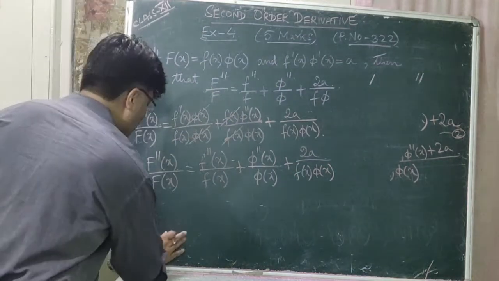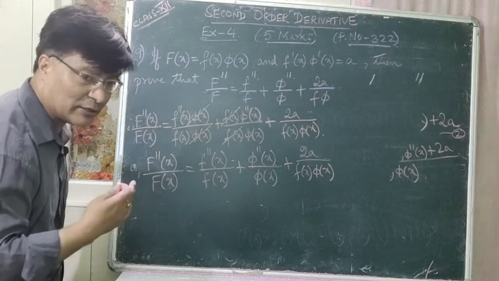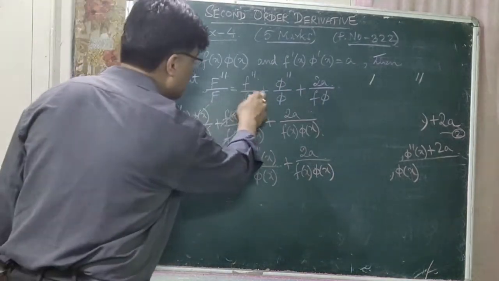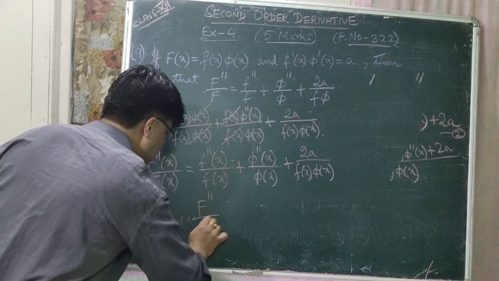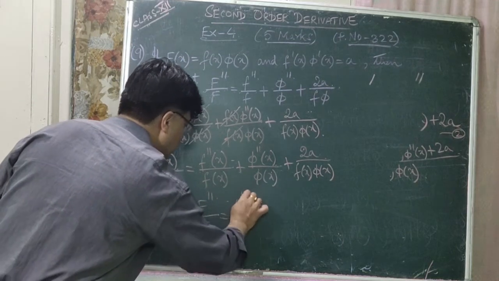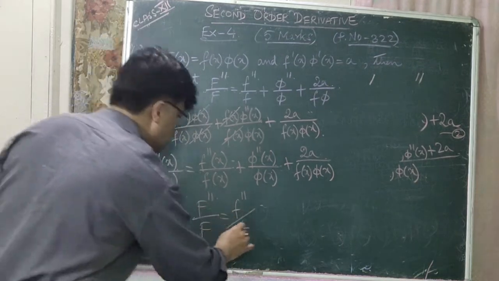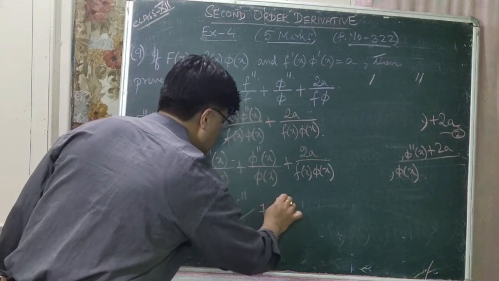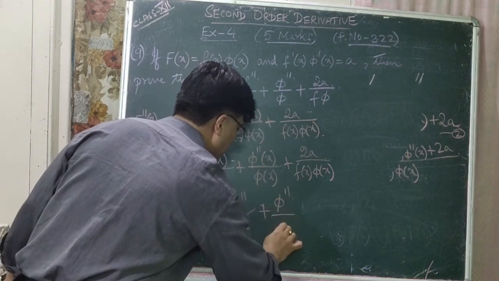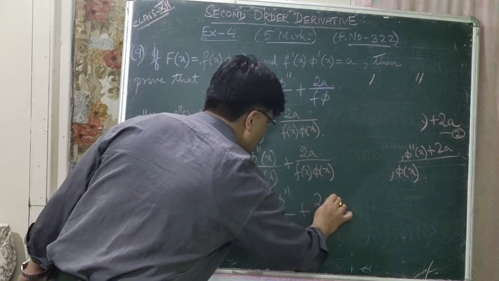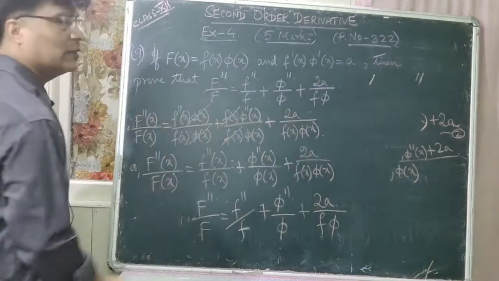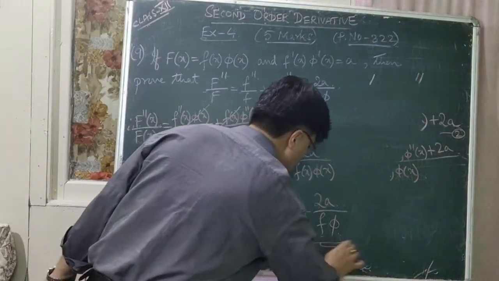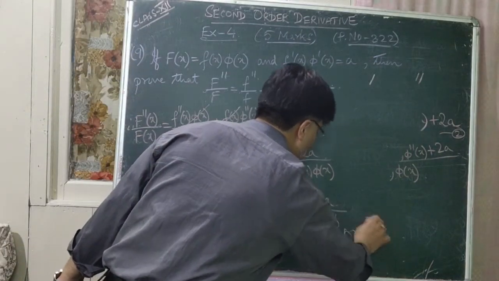Okay? So in the next step, in order to prove the required relation, we do not write it. Okay? So therefore capital F double dash divided by capital F is equal to small f double dash divided by small f plus phi double dash divided by phi plus this is your 2a divided by f into phi. So we have proved the required result. Okay, so it is proved.